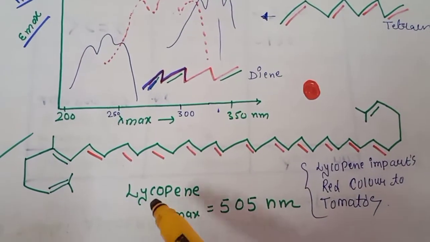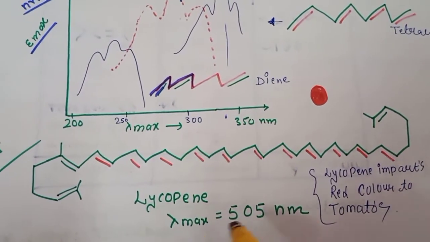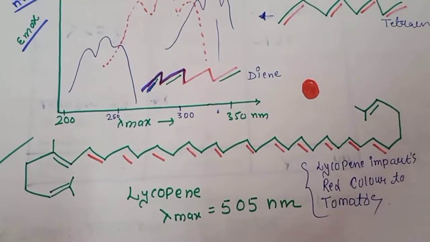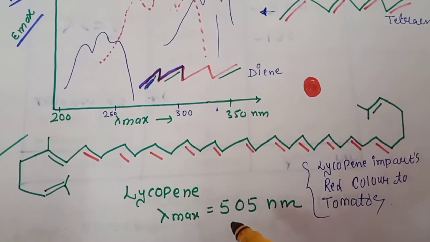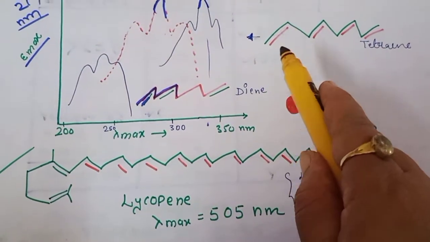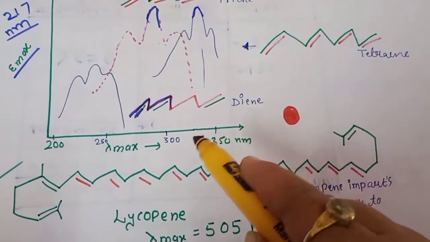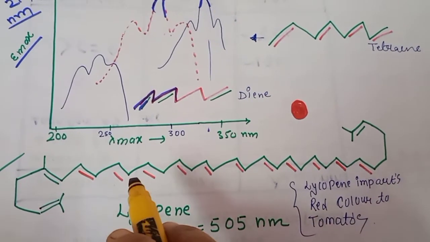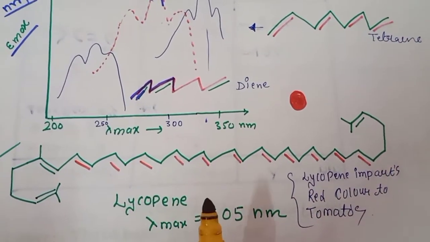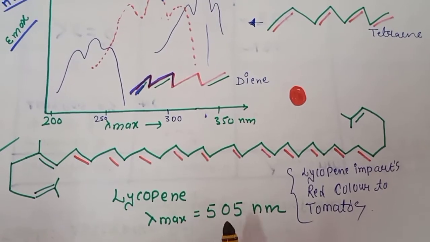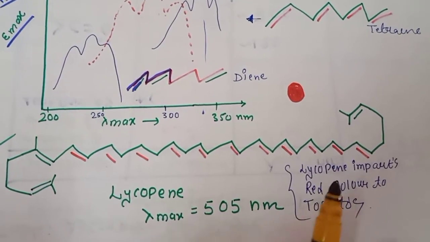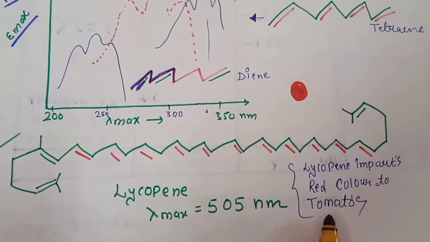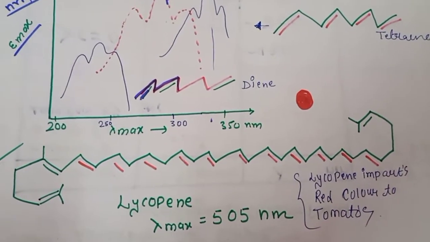This is lycopene. And in lycopene, there are 11 double bonds in conjugation. So you can understand, definitely for the four bonds, you are having the value above 300. And conjugation means alternate. So the lambda maximum for lycopene is 505 nanometer. So this lycopene imparts the red color to the tomatoes. It is very, very important for your competitive examination.